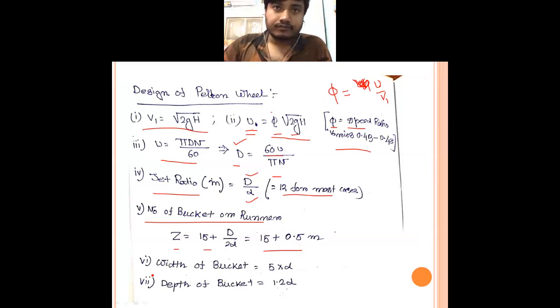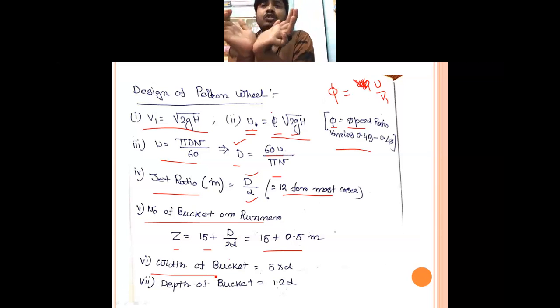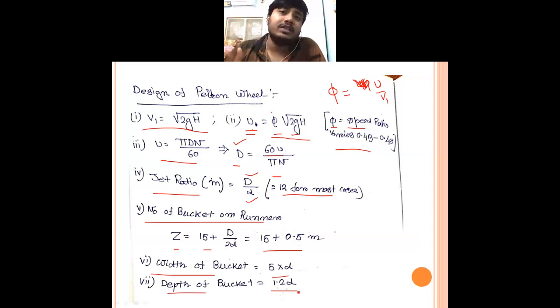Width of the bucket, that is, the width of the bucket will be 5 into d, and the depth will be 1.2 into d. So this is the design consideration and you have to remember all these design considerations. All the values and all the things you have to remember to design a Pelton wheel, because in your examination you will be told to design a Pelton wheel and several data will be given, but you have to remember this equation, that is the width of the bucket is 5d and the depth of the bucket is 1.2d, and what is the jet ratio, and then what is the speed ratio.